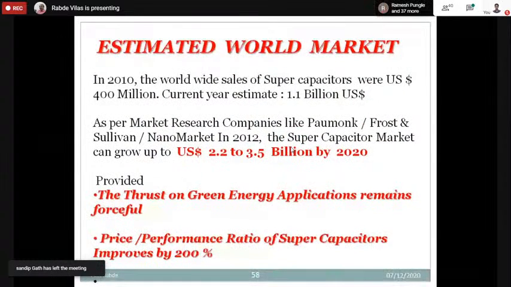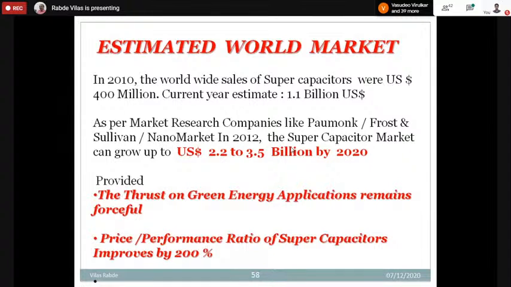Now let's touch upon some of the commercial inputs, because those who want to make a career in supercapacitors and their applications, this is the right time and a very good opportunity. In 2010, the worldwide sales of supercapacitors were around $400 million US. Current year, it is estimated at 1.1 billion. As per market research companies like POMOC, Frost and Sullivan, Nano Market in 2012, the supercapacitor market can grow up to 2.2 to 3.5 billion by 2020, which it has already touched.